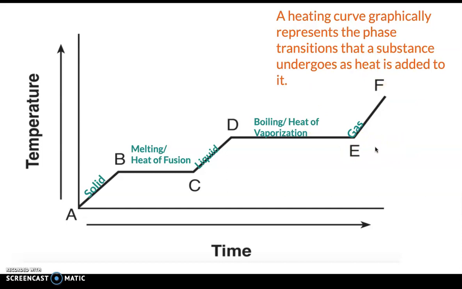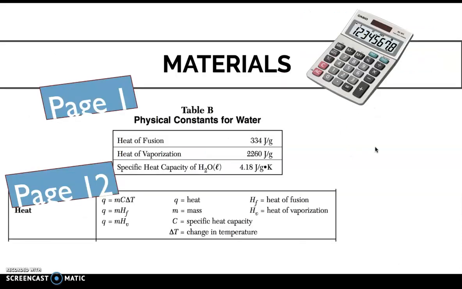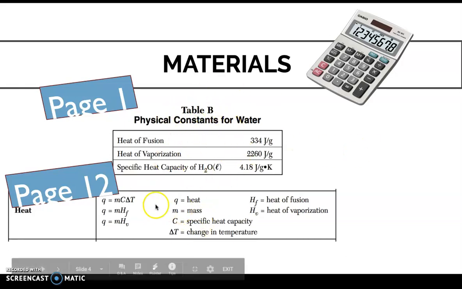If you would like a more specific overview of the heating curve, you can go back to the heating curve video that I've previously done. Today we're going to be calculating heat transfer, and in order to do that, you're going to need a calculator and your reference table, specifically table B and table T, which is found on page 1 and page 12.